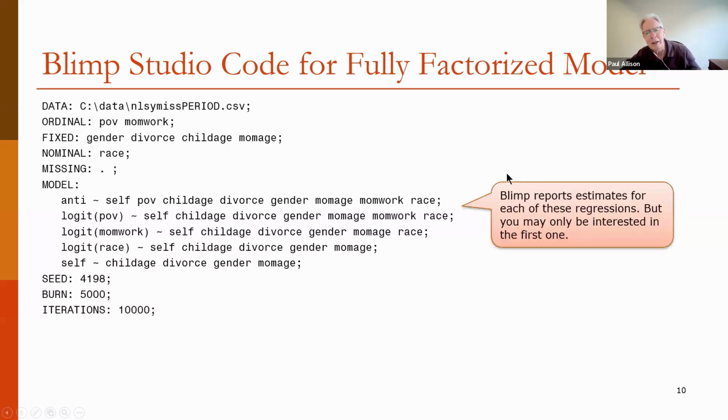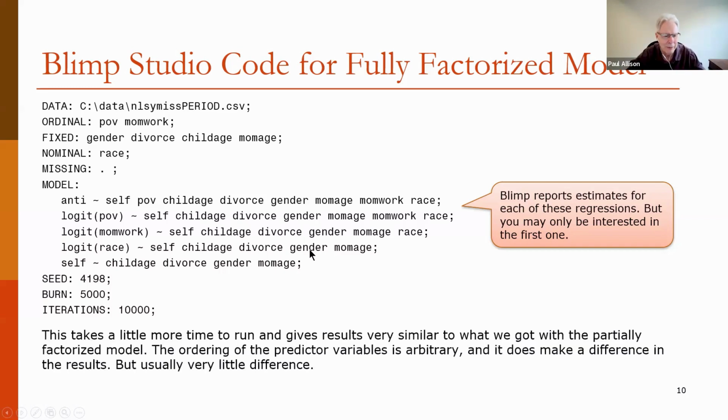BLIMP is going to give you estimates for each of these regressions, although you may only be interested in the first one. Again, these other regressions can be regarded as just auxiliary regressions to produce a joint distribution for all of these variables. Now, this takes a little more time to run, but not much, and it gives results very similar to what we got with the partially factorized model that we looked at earlier. So I'm not even going to bother displaying the results.